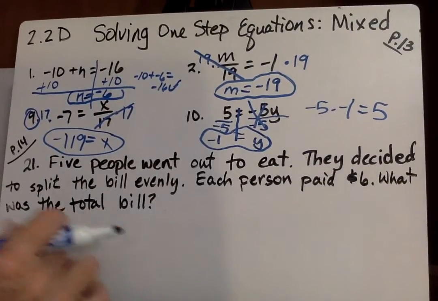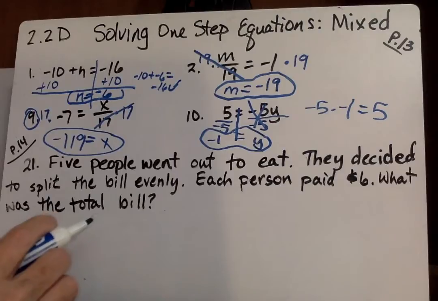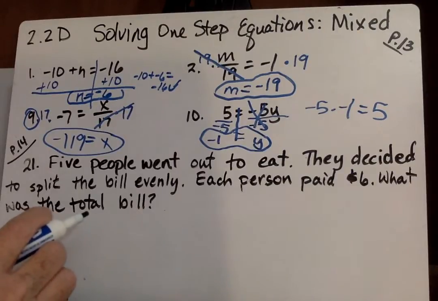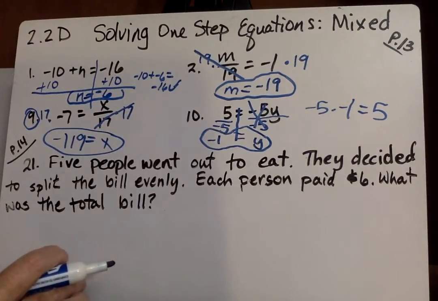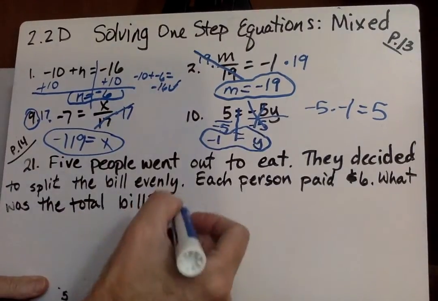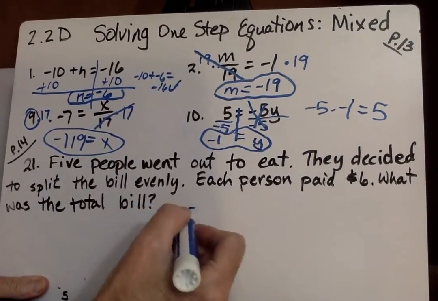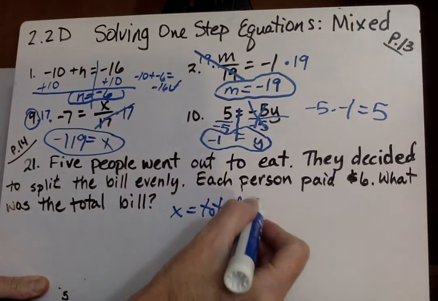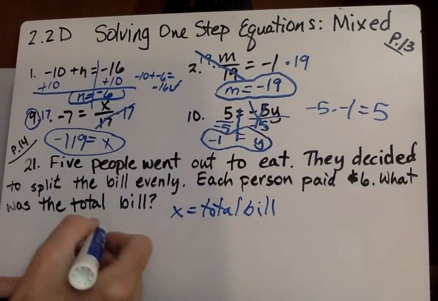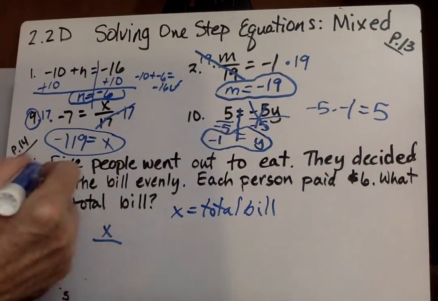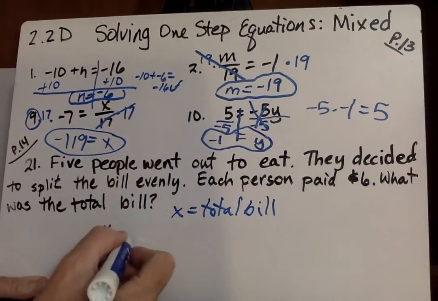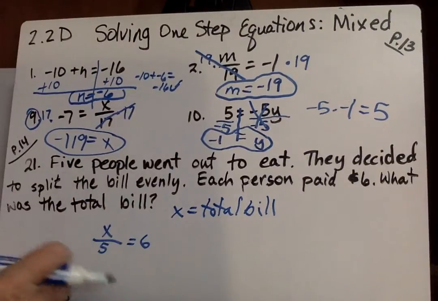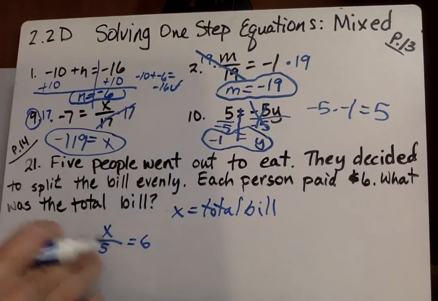Over here, we have 5 people went out to eat. And this is 21, and I believe that's on the next page. 5 people went out to eat. They decided to split the bill evenly. Each person paid $6. What was the total bill? So we have x equals the total bill. Then I say the total bill divided by 5 people equals $6. Okay, so we go ahead and solve for that.